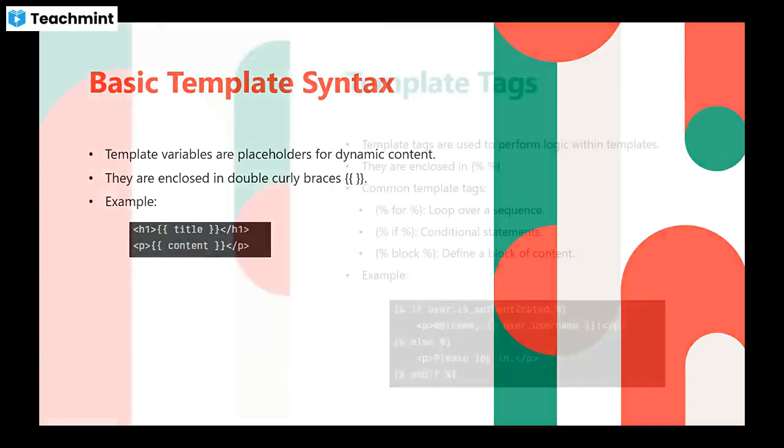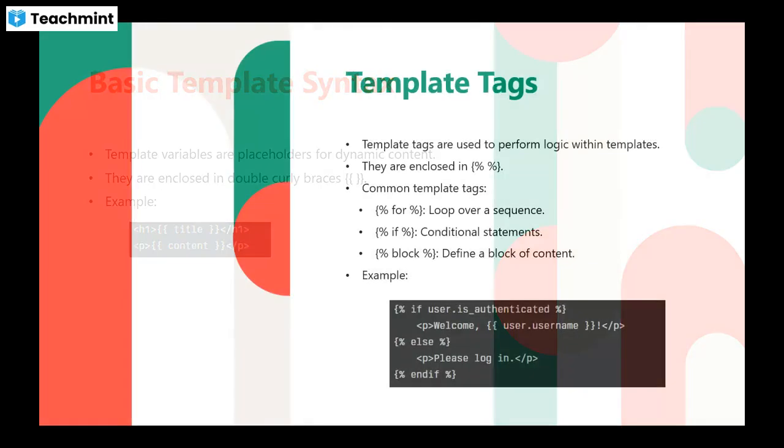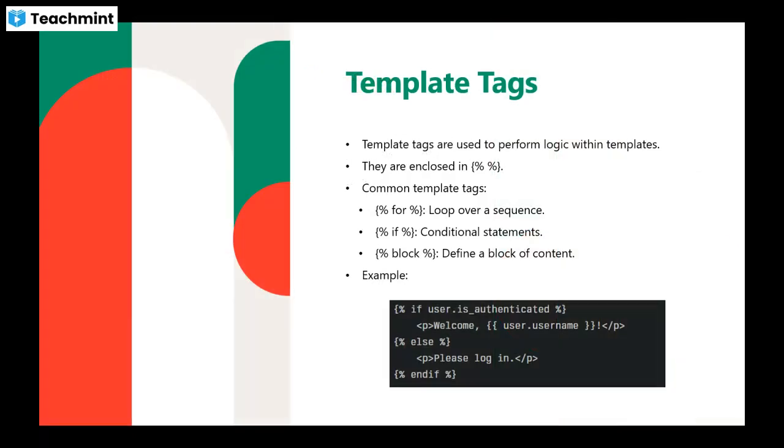Next one is template tags. Template tags are used to perform logic with templates. They are enclosed in curly braces and percent symbols, like this, and ending percent and curly braces. So like this, we create tags in templates. Common template tags are: for, to loop over a sequence; if, a conditional block for conditional statements; and block, to define a block of content. These are some common template tags that we use.